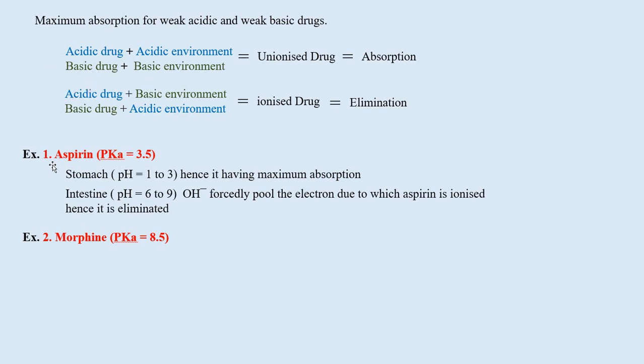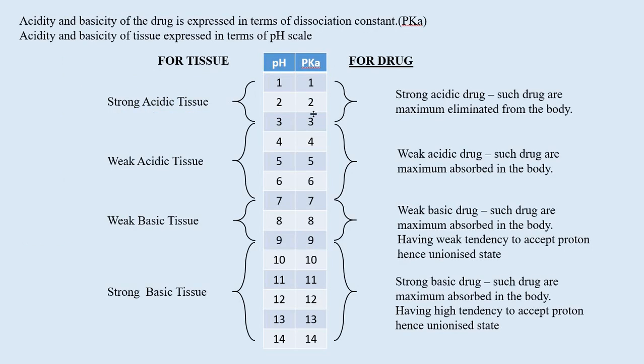So consider this example: aspirin, pKa equal to 3.5. Based on the pKa value, we get to know that aspirin is a strong acidic drug. See here, in the scale the value is between 3 and 3.5, near 3. So it comes under strong acidic drug. So that drug has a tendency to be maximally eliminated from the body.